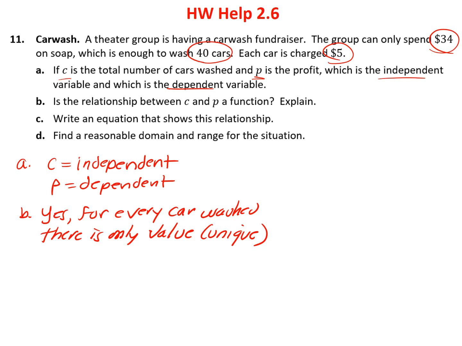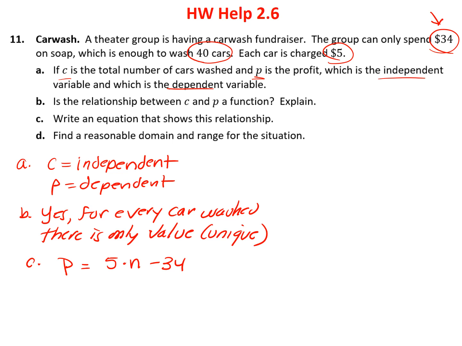Write an equation. All right. The equation is, notice that first of all, my profit is going to equal how much I get for each car. Well, it's going to be $5 times the number of cars I wash. But then I have to remember that I spent $34 for soap. So that comes out of my profit. So I'll end up subtracting that. And so my equation will be 5n minus 34.